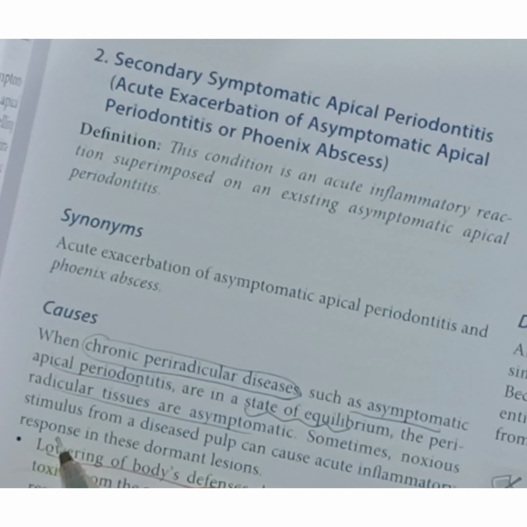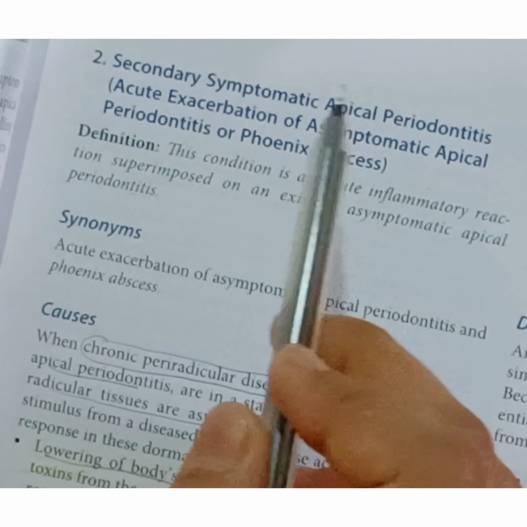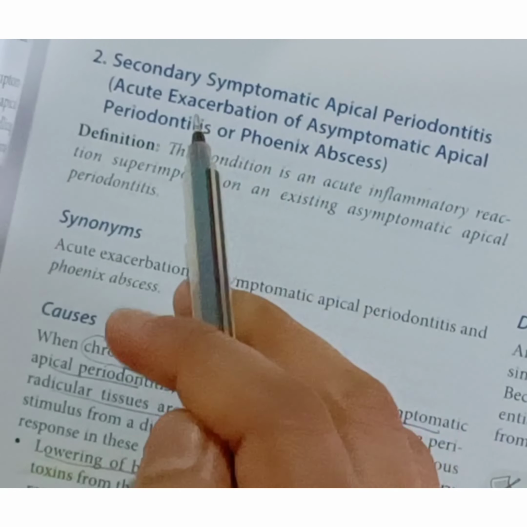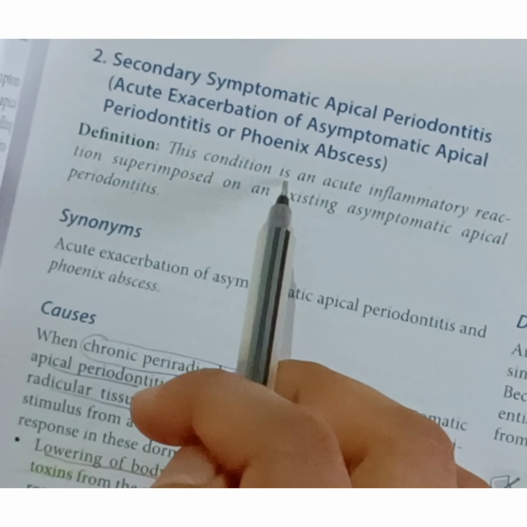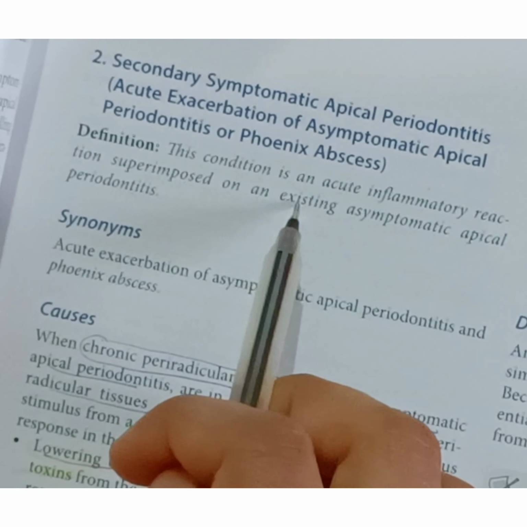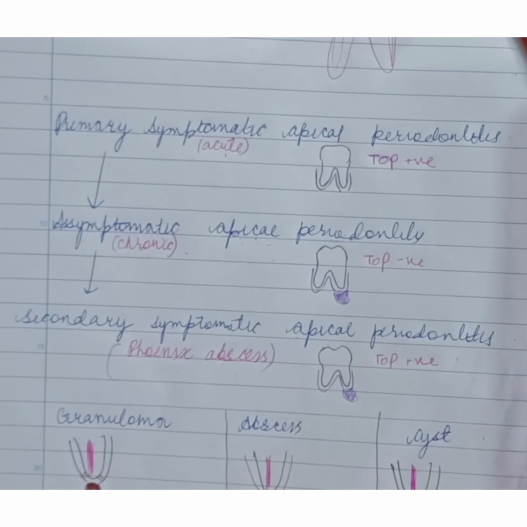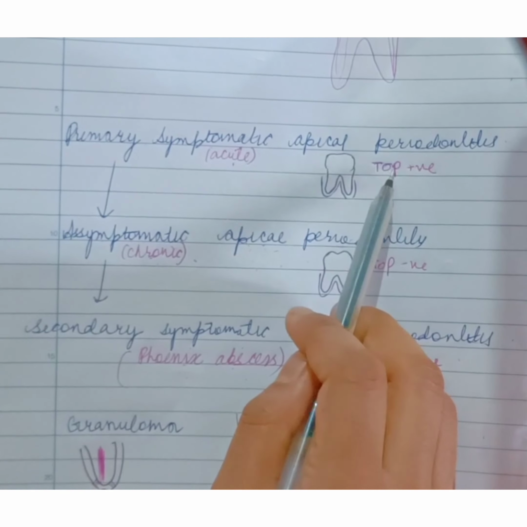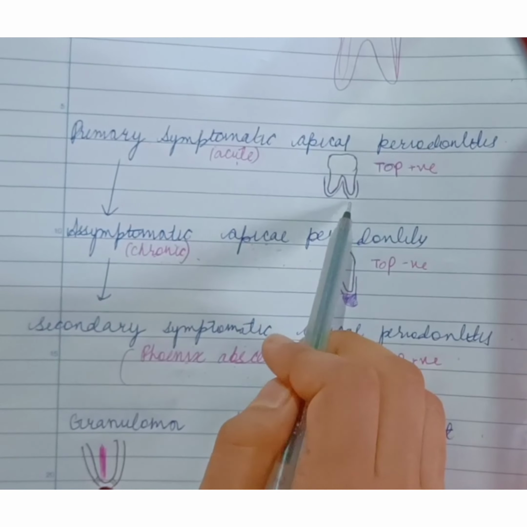Another symptomatic periradicular disease is the secondary symptomatic apical periodontitis, also known as acute exacerbation of asymptomatic apical periodontitis or phoenix abscess. So, what is it? By definition, this condition is an acute inflammatory reaction superimposed on an existing asymptomatic apical periodontitis. So, we saw primary symptomatic apical periodontitis. TOP will be positive, and radiographically there will be widening of the pedial space at the apical region and breakage of the lamina dura.